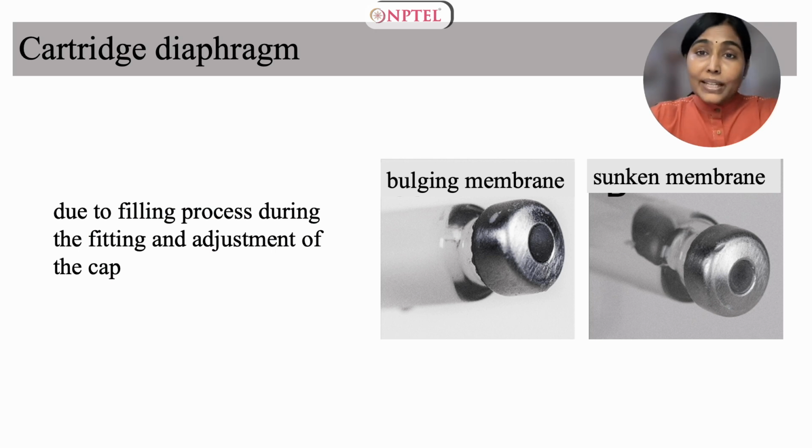Some cartridges may have a sunken or bulging membrane appearance, which is merely a cosmetic detail that does not affect the sterility of the solution or the integrity of the cartridge. And this is usually due to the effect of the filling process during the fitting and adjustment of the cap. You do not have to worry about this.